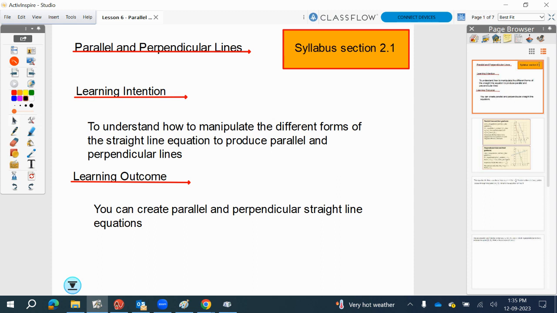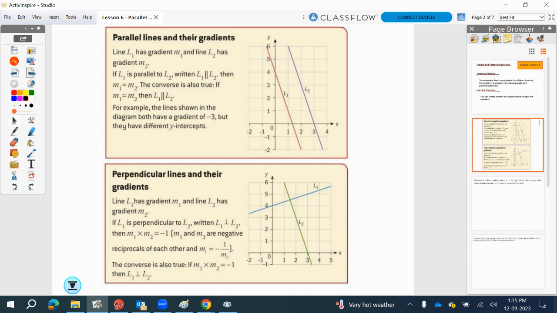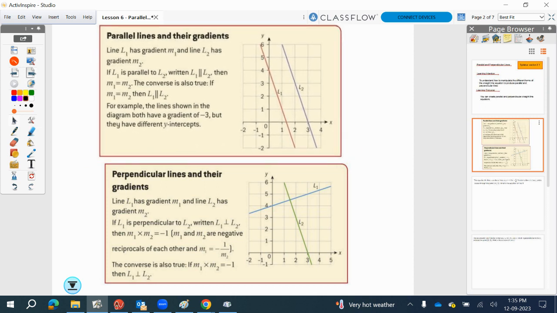Okay, so today we're looking at parallel and perpendicular lines. The important concepts to remember that we've seen before is that if two lines are parallel, then their slope is the same. They have the same gradient. If two lines have the same gradient, then they're parallel.